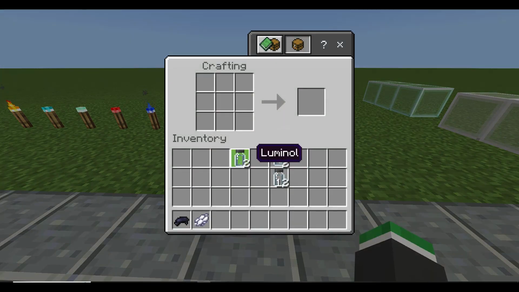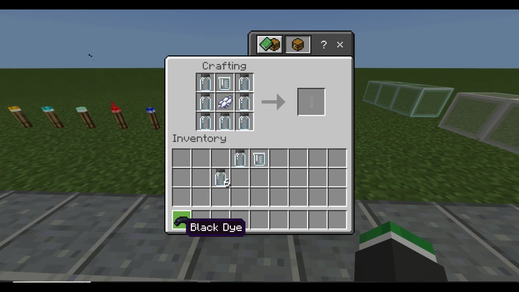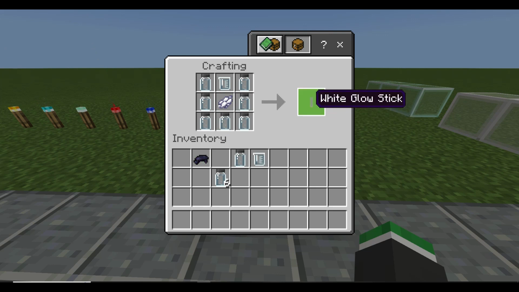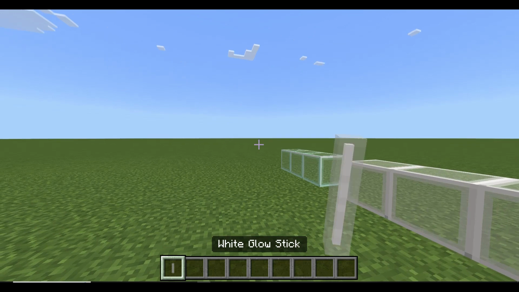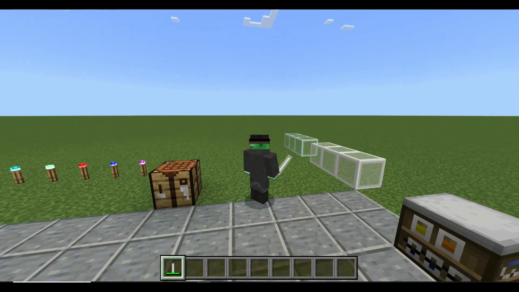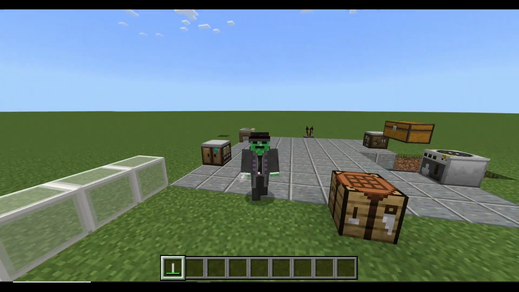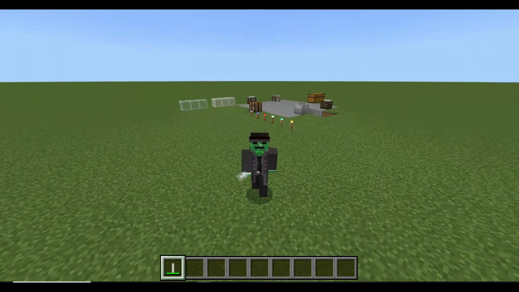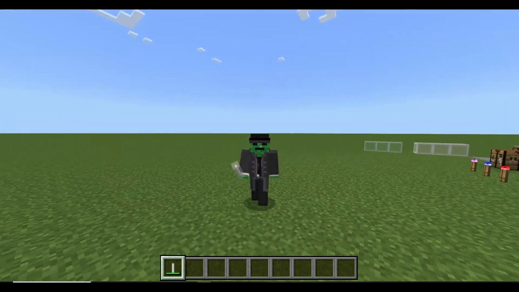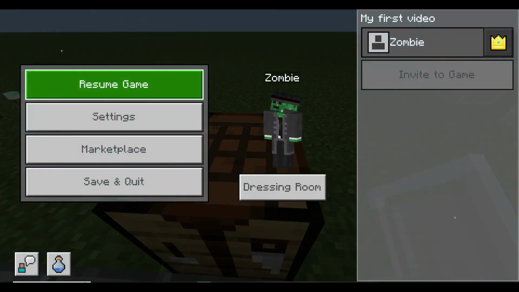The glow stick, you're going to need 1 luminol at the bottom, 1 hydrogen peroxide at the top, and 6 polyethylene, and the dye of your choice. Make sure it is not black dye, because as you can see, it does not work, and it took me a really long time to figure that out. So as you can see, you can shake it, and it kind of glows, and you can do any dye you want. It's not the best, it doesn't glow that much, but I guess it's okay.